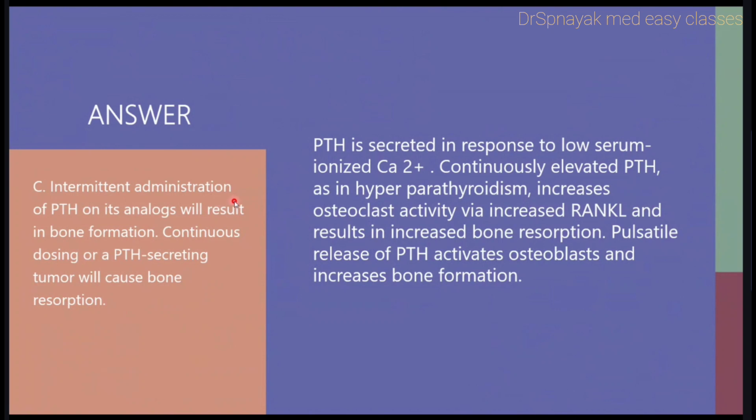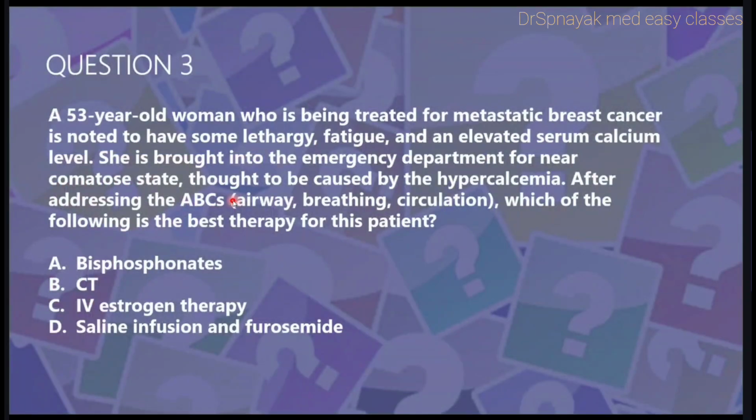So let's move on to the next question. We have a case here. A 53-year-old woman who is being treated for metastatic breast cancer is noted to have some lethargy, fatigue, and an elevated serum calcium level. She is brought into the emergency department in a near comatose state, thought to be caused by hypercalcemia. After addressing the ABCs, airway, breathing, and circulation, which of the following is the best therapy for this patient?